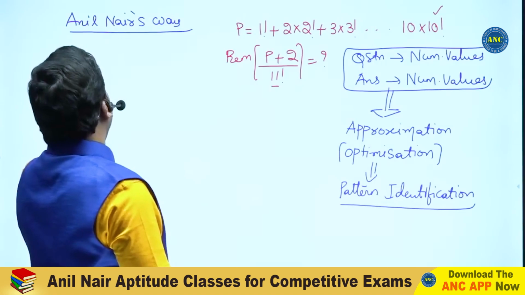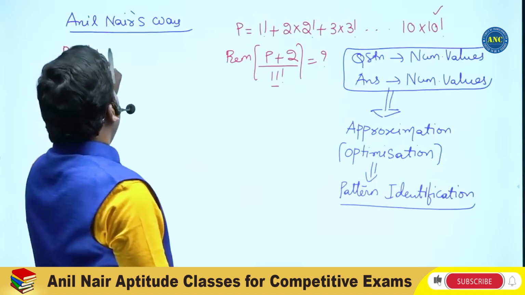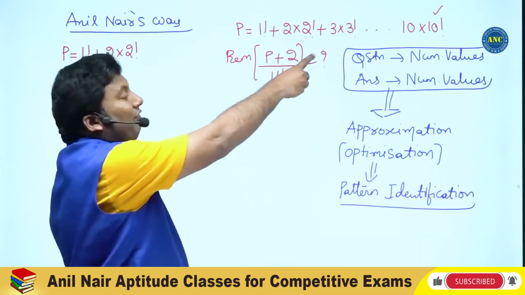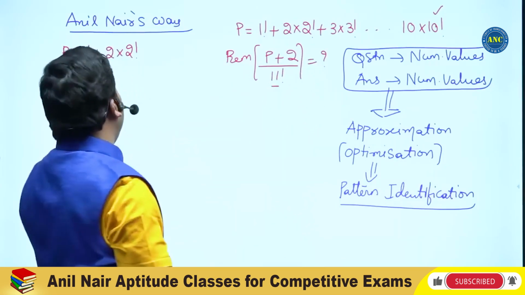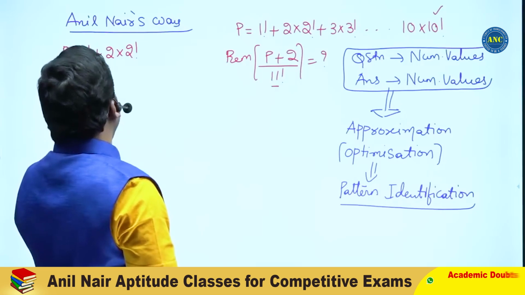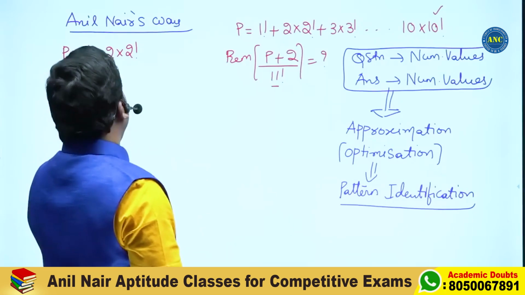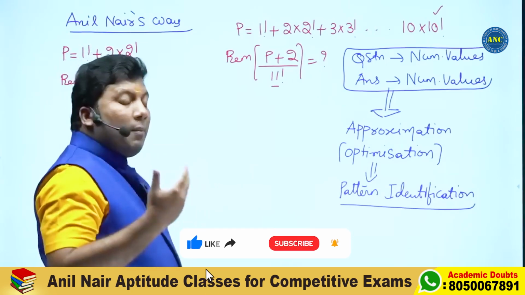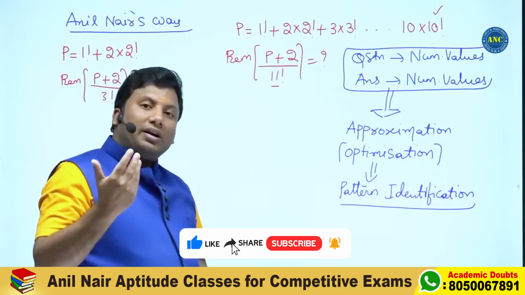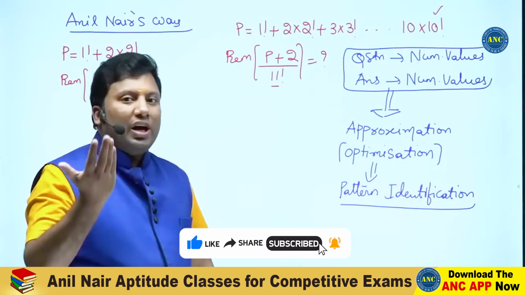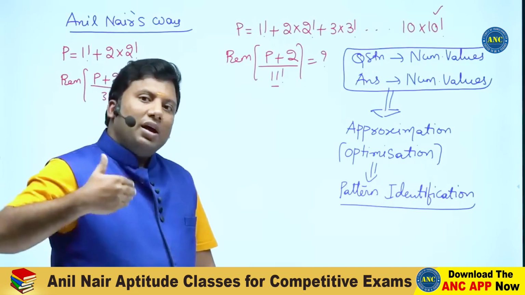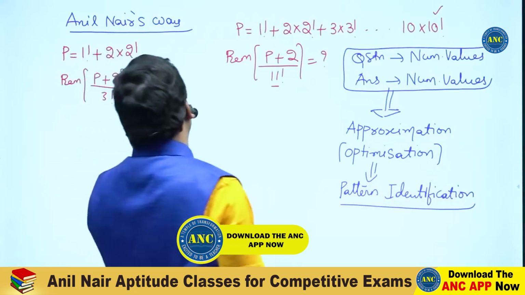Let me optimize it. 1 factorial plus 2 into 2 factorial. If it is ending at 10 factorial, the denominator is 11 factorial. If it is ending at 2 factorial, the denominator will be 3 factorial. I hope you are understanding the pattern, because the expression has been transformed to n into n factorial. If n is 2, the behavior will be the same. If n is 10, the behavior will be the same.